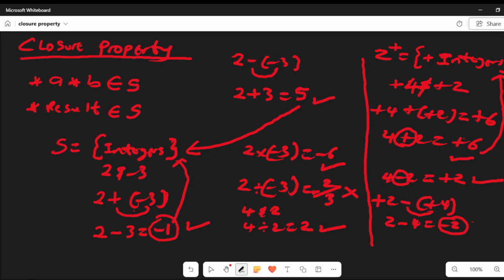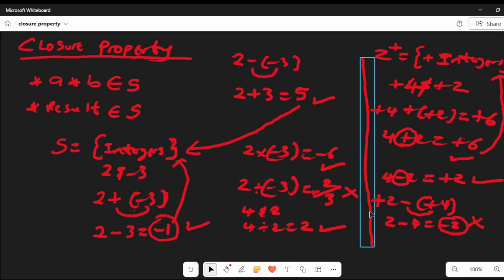That means the set Z plus is not closed under this operation 2 minus 4. It's not closed under subtraction in this operation. What about multiplication?